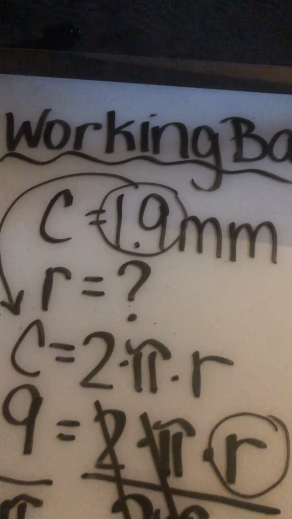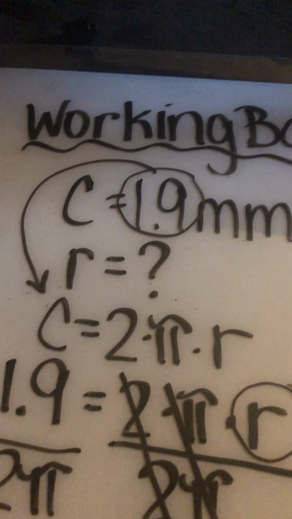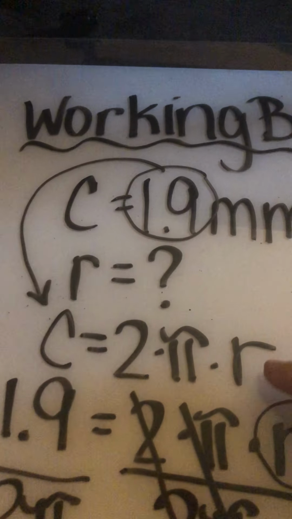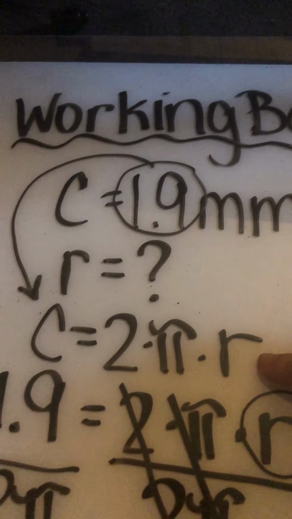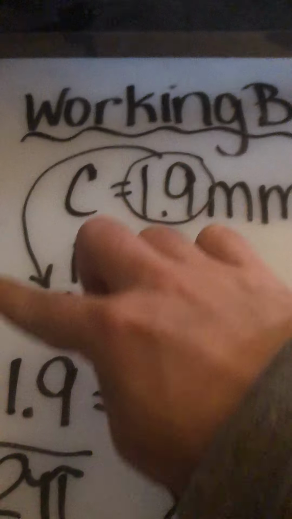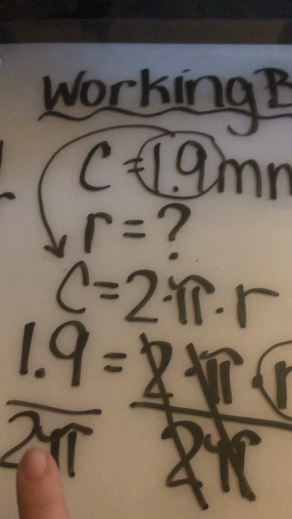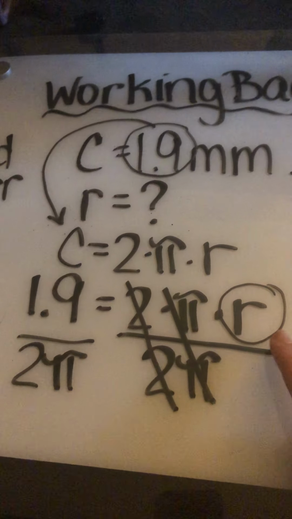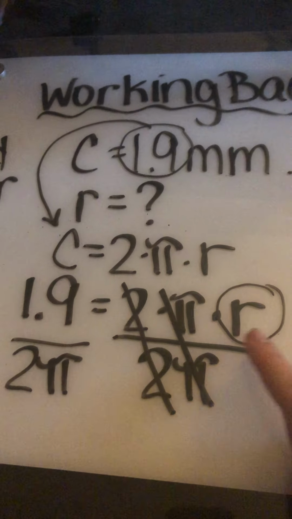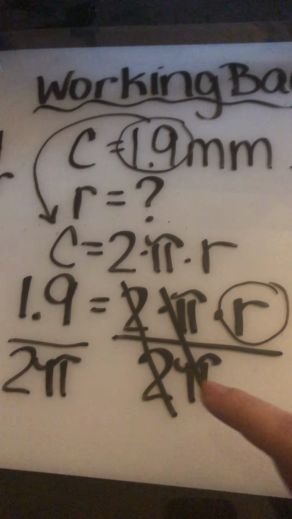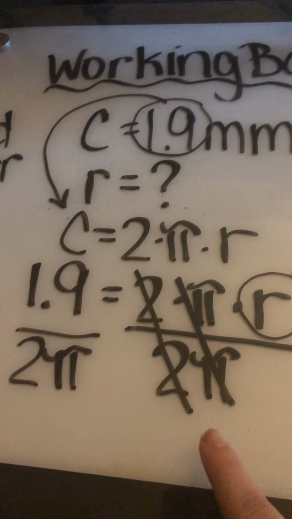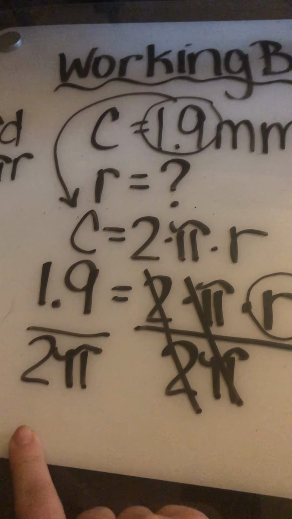Okay, so let's go through it again. So we were given a circumference of 1.9. We were asked to find the radius. So since we were asked to find the radius this time, we decided to use the radius formula. We plugged in what C was equal to, and we rewrote it. So it was 1.9 equals 2 times pi times r. Then our goal was to get r by itself, so you do the inverse operation of multiplication, which would be division. We divide by whatever is multiplying by r, which is 2 pi. If you do that to one side, you have to do it to the other.